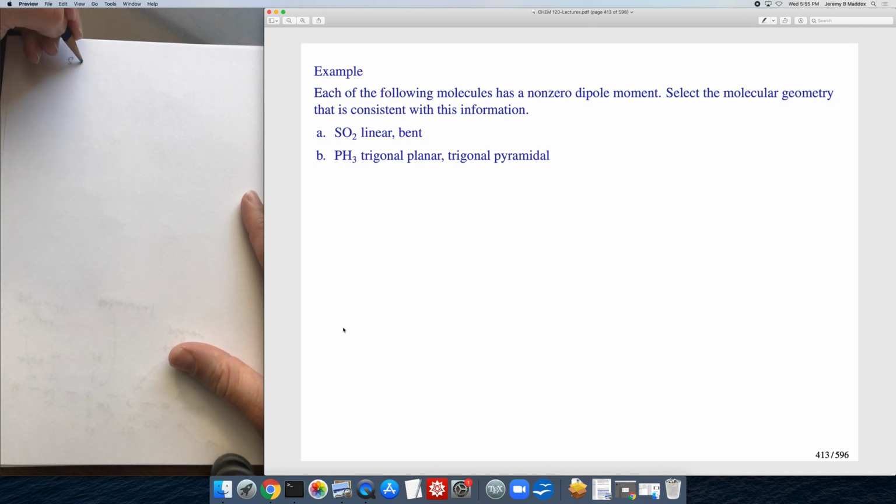Okay, so a linear geometry would place the oxygens on either side of the sulfur. A bent geometry would be more something like this, where you've got that arrangement. Now, oxygen is a very electronegative atom, and so sulfur-oxygen bonds are going to have a bond dipole that points from the sulfur to the oxygens. Right? Sulfur is going to be more electropositive than oxygen. In the linear arrangement, however, the two bond dipoles are going to cancel out, and so this would be nonpolar.